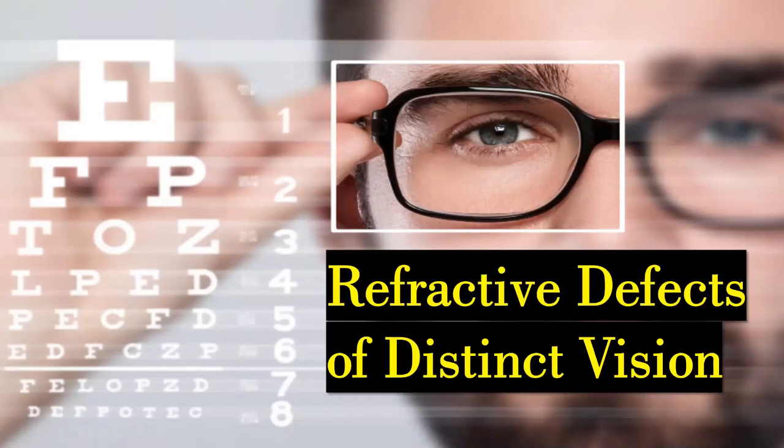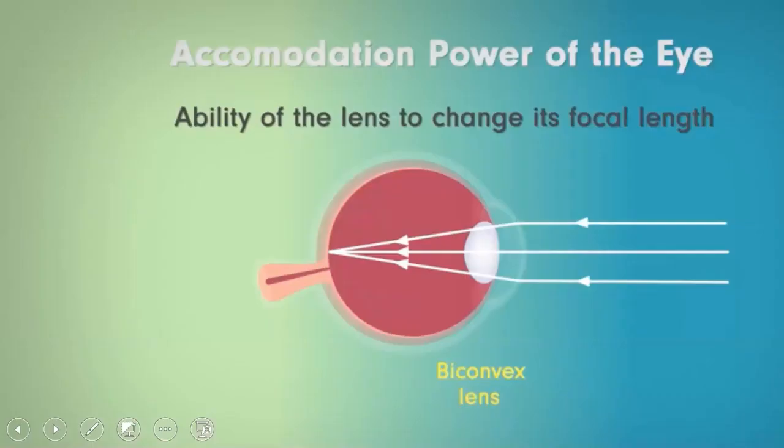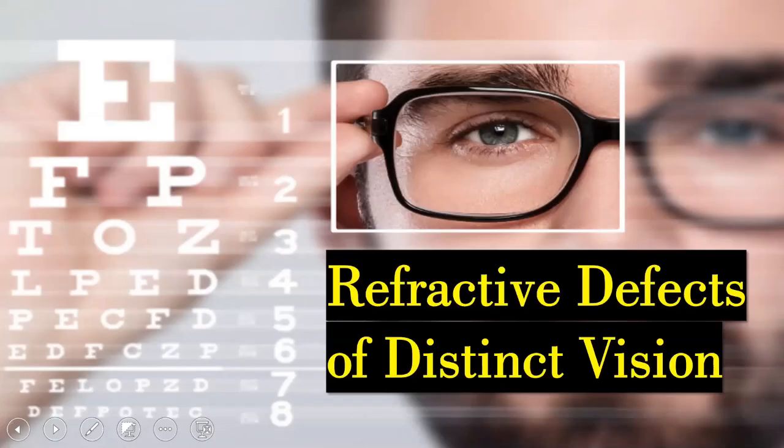Last class we studied the structure of the human eye, the different parts of the human eye and their functions, and how each part helps us in forming a clear focused image on the retina. This class we are going to study certain defects of the eye wherein you are not able to focus on things properly. Things become blurry. We are not able to see sometimes far off things or sometimes nearby things. Such defects are called refractive defects of distinct vision.